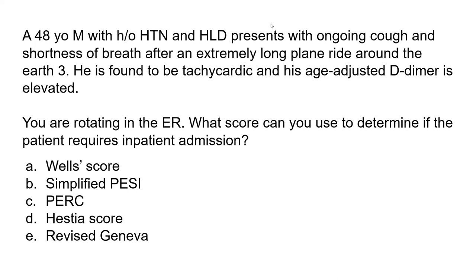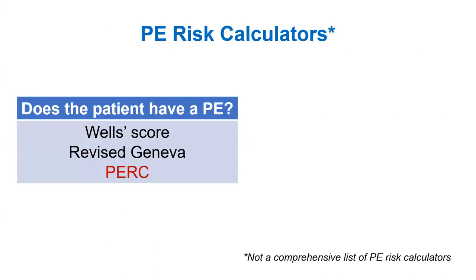All right, and as Dr. Chuang has reported, this is a very timely topic based on today's morning report. So the answer to this specific question is actually the Hestia score. So today we're going to talk about pulmonary clinical calculators in mostly broad strokes.